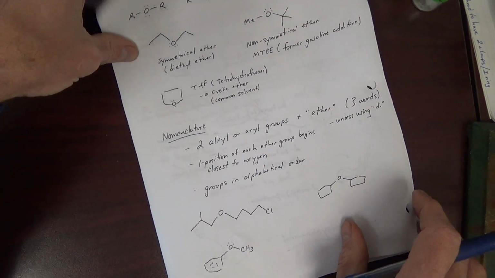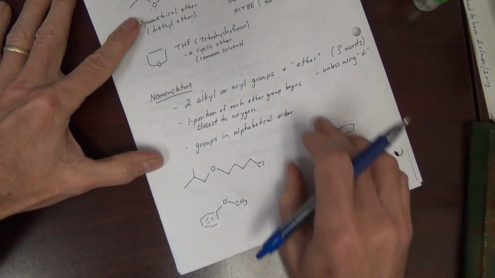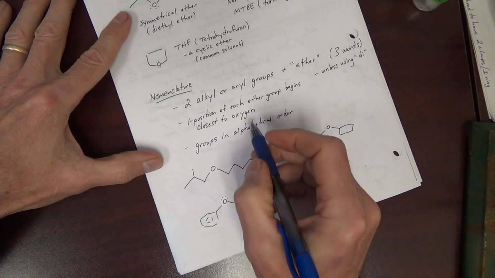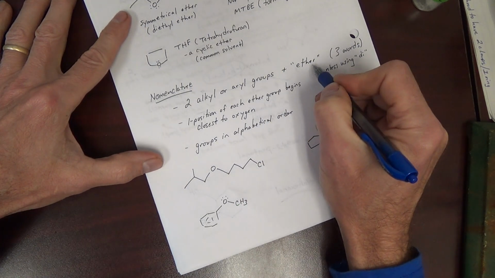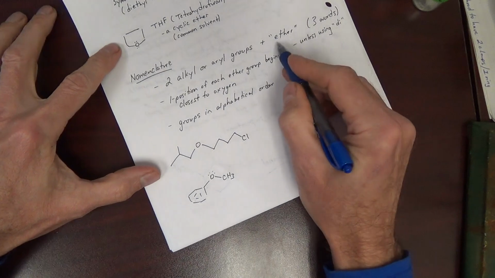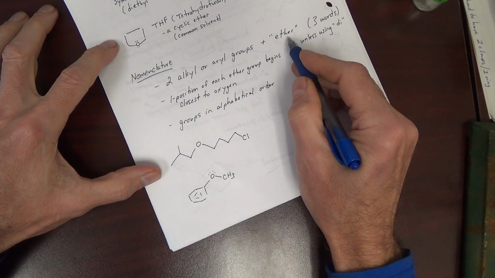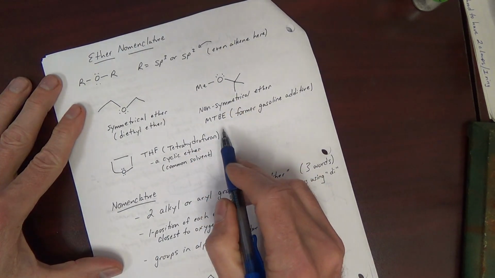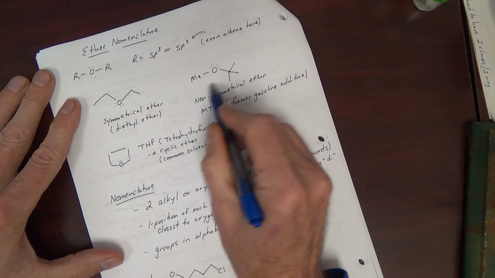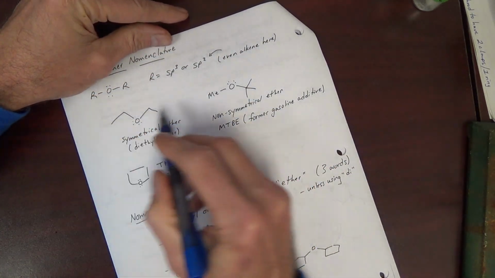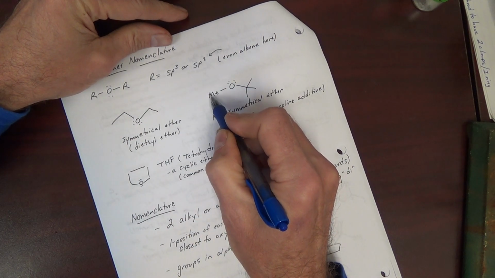Okay, nomenclature of ethers. Now actually here we don't use a suffix. Here we use the word ether. 3 words. We note the 2 alkyl groups and then we say ether. All right, it's rather simplistic. For example, up here, let's name this compound. Okay, what are the 2 alkyl groups? Well, they don't have to be alkyl. What are the 2 carbon groups?